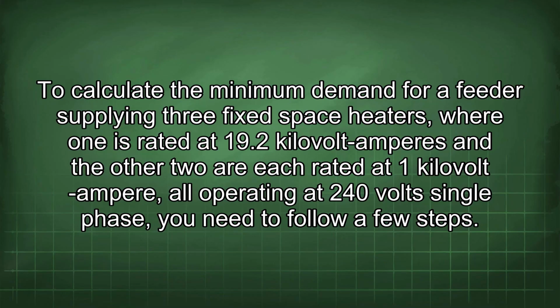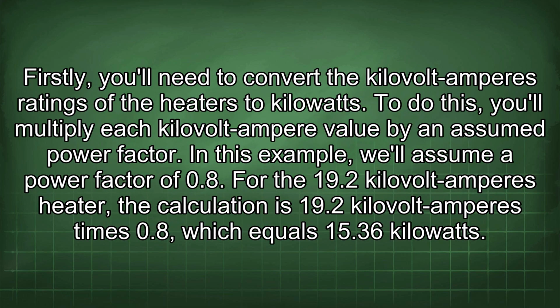To calculate the minimum demand for a feeder supplying 3 fixed space heaters, where one is rated at 19.2 kilovolt-amperes and the other 2 are each rated at 1 kilovolt-ampere, all operating at 240 volts single phase, you need to follow a few steps. Firstly, you'll need to convert the kilovolt-amperes ratings of the heaters to kilowatts.